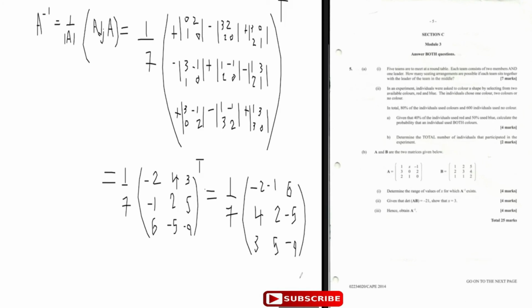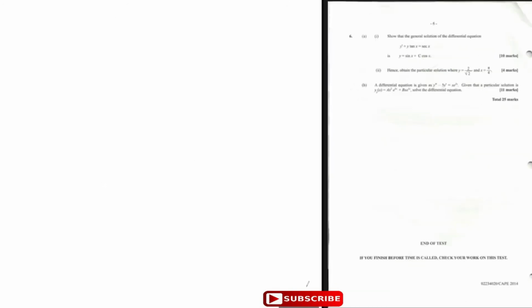Now we can go to the final question on the paper, which is question 6. Question 6 says, show that the general solution of the differential equation y prime plus y tan x equals sec x is y equals sin x plus c cos x.